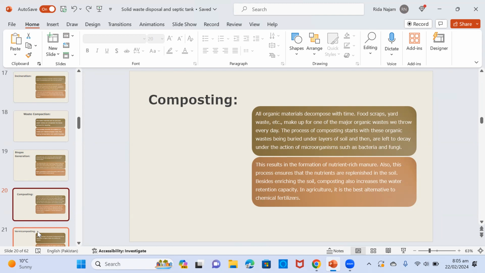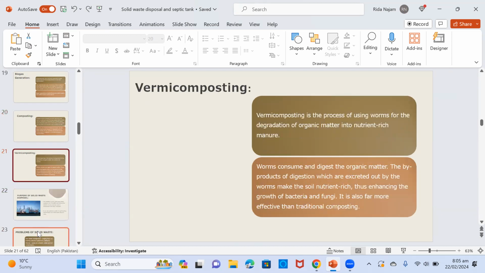This results in the formation of nutrient-rich manure. Also, this process ensures that nutrients are replenished in the soil. Besides enriching the soil, composting also helps increase the water retention capacity. In agriculture, it is the best alternative to chemical fertilizers.